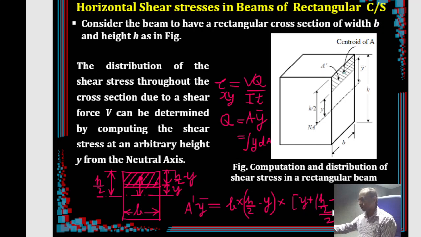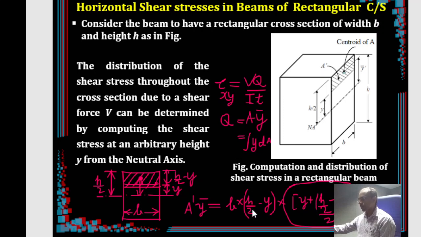So 1 minus half becomes half. So this becomes y by 2, plus h by 2 means h by 4. So I can write this term as h by y by 2, because y minus y by 2 becomes y by 2, plus h by 2 becomes h by 4. So you can take common 2 from the denominator, and you will get h by 2 plus y, right? So h by 2 plus y is here, h by 2 minus y is here.